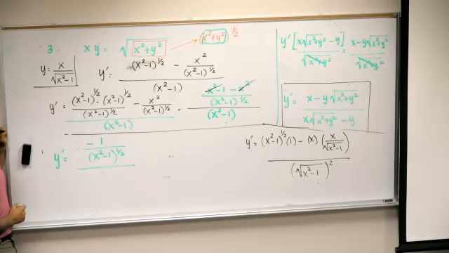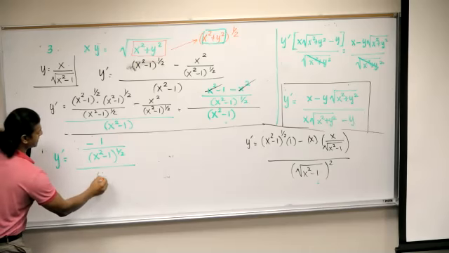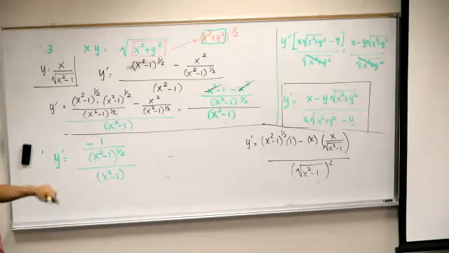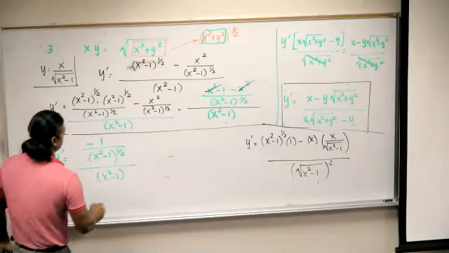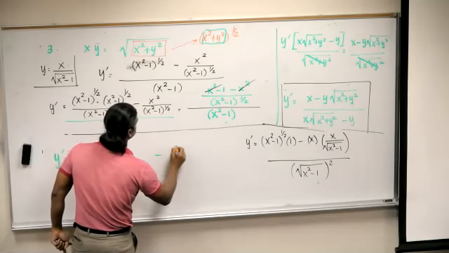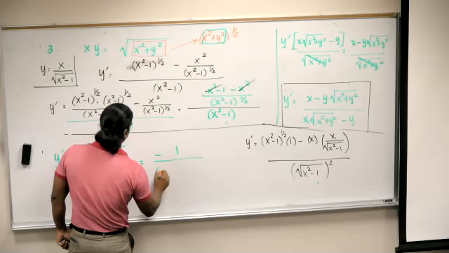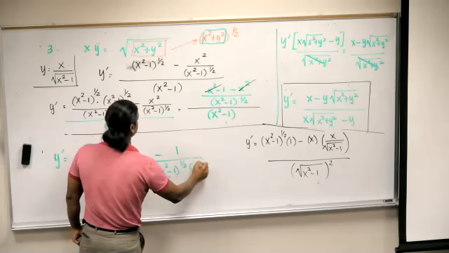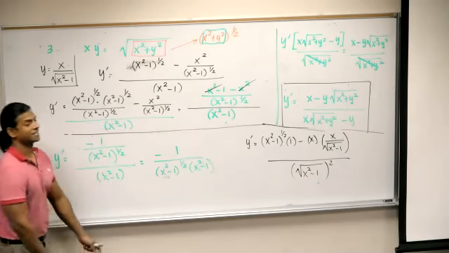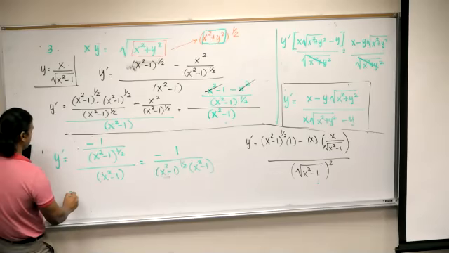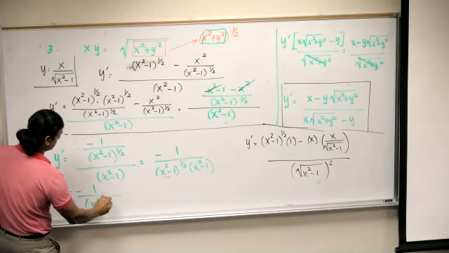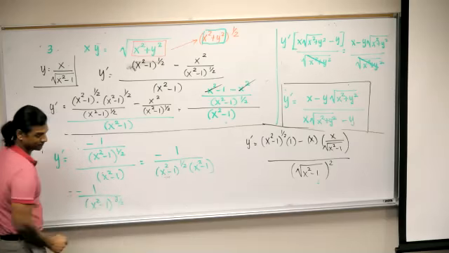Over (x squared minus 1) raised to 1/2, divided by x squared minus 1. How do we simplify that? Right, you just flip and multiply. So you would end up getting -1 over (x squared minus 1) raised to 1/2 times (x squared minus 1). So the final answer is -1 divided by (x squared minus 1) raised to 3/2.